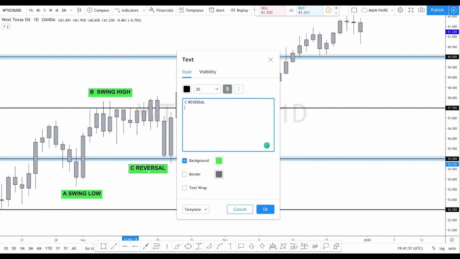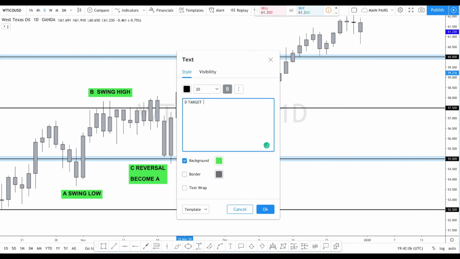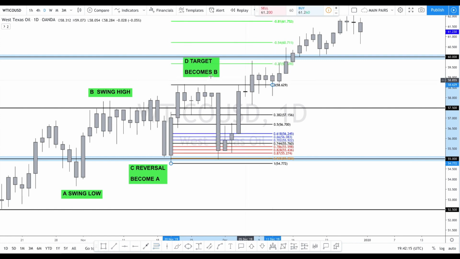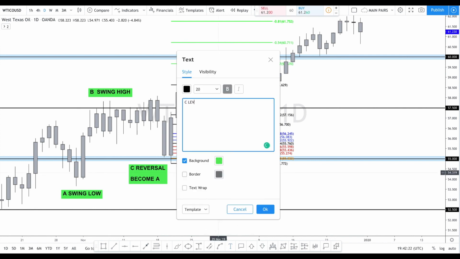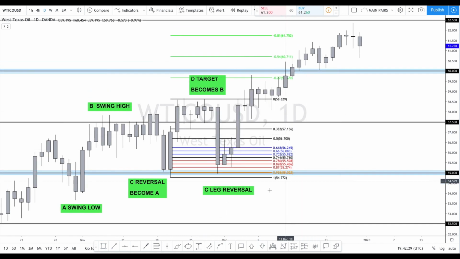So now your C becomes your A. That now becomes your C, becomes your A. Your D becomes your B leg. So now you're looking at this, A, B. Again, now this is your C leg. This now is your C leg reversal. That's now your C leg reversal.